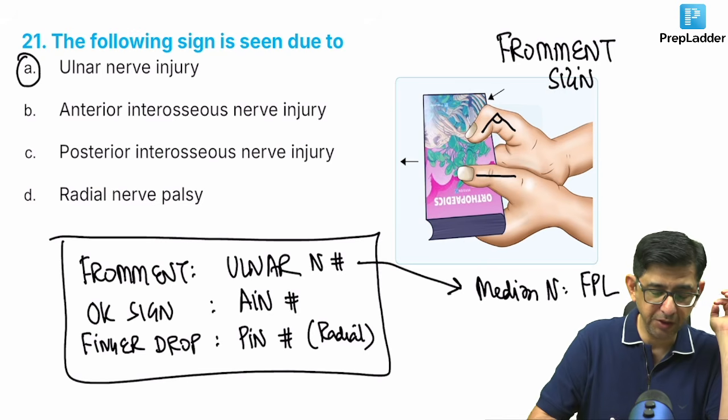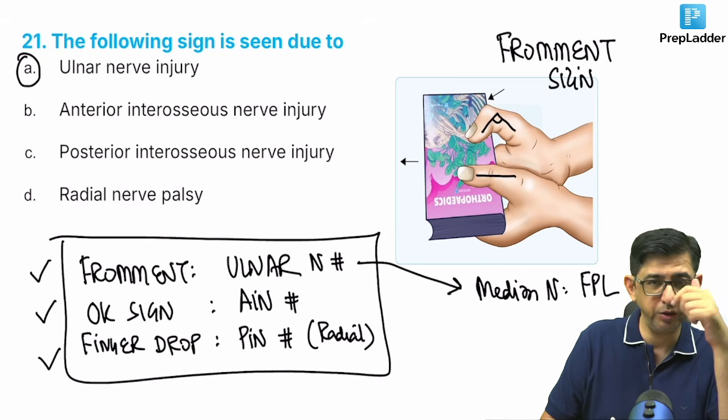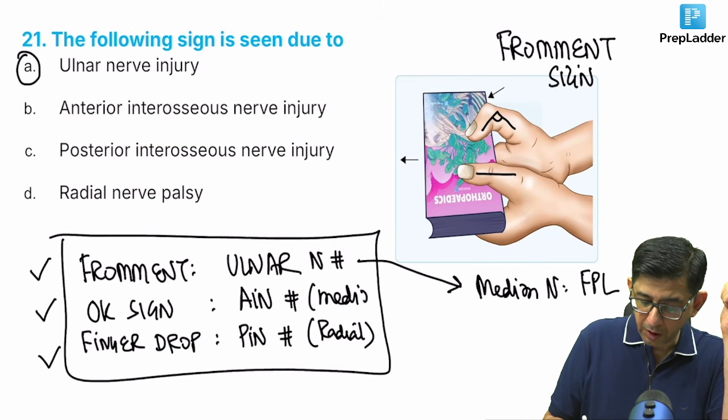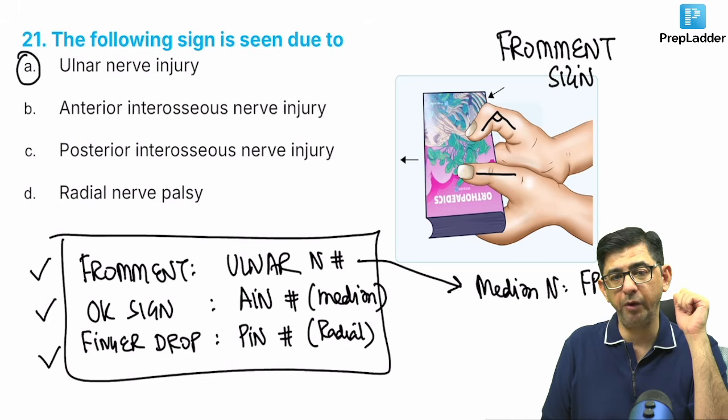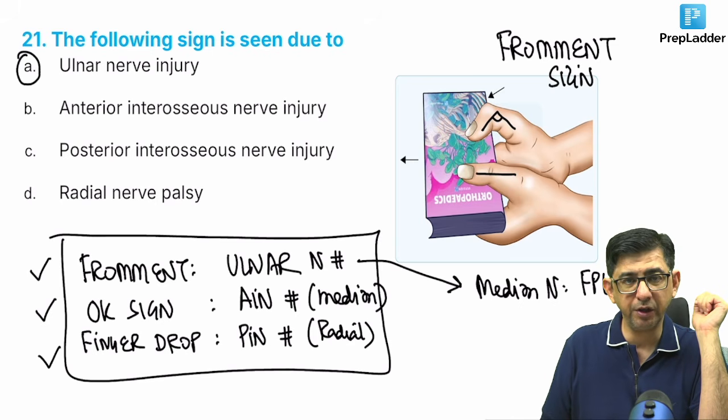Must know three signs here. Froment sign, A-OK, anterior interosseous nerve, which is a branch of the median nerve. And then finger drop sign that is seen with involvement of the posterior interosseous nerve, which is a branch of the radial nerve. So we are sorted for 21st. Must know. I would rate that as the most important question for today.